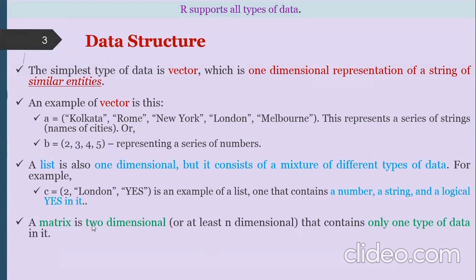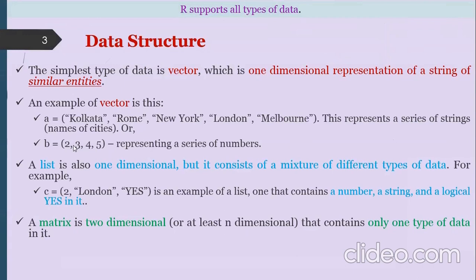A matrix is two-dimensional, at least two-dimensional, and it contains one type of data in it. So a matrix is different from a vector in that a matrix could be two-dimensional. If we have a matrix, it will be two-dimensional, like 3, 5, and this is 7, and this is 9. That is two-dimensional, and it will contain only one type of data.